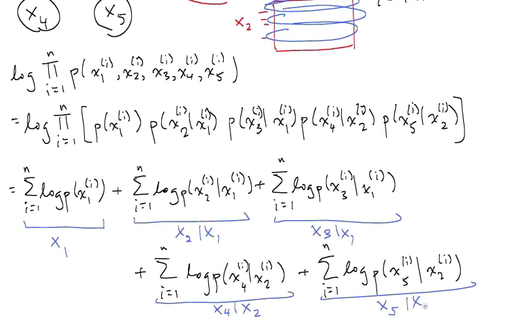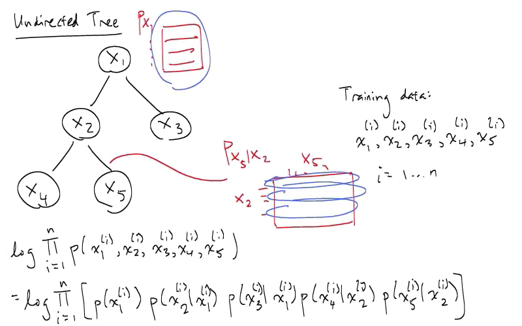x5 given x2. And the parameters now I'm going to be calling the following. So I'm going to call the parameters of this table for this root node theta of 1, where I'm going to say theta of 1 semicolon a is going to be defined by, I look at the 8th entry. So this is the probability table of x1 evaluated at a.